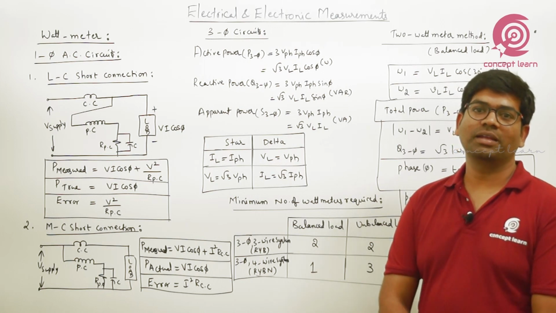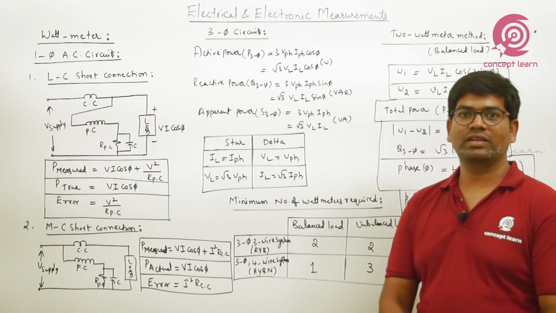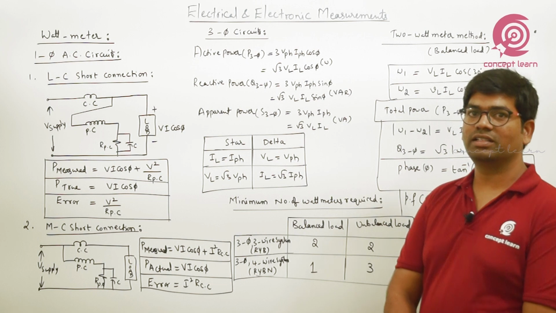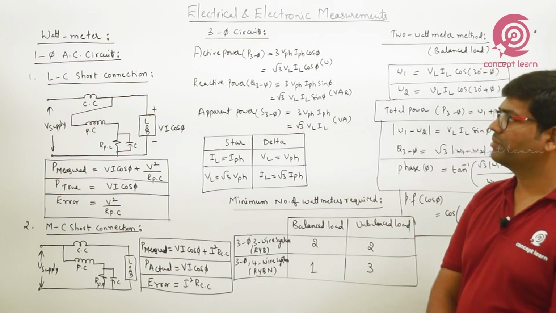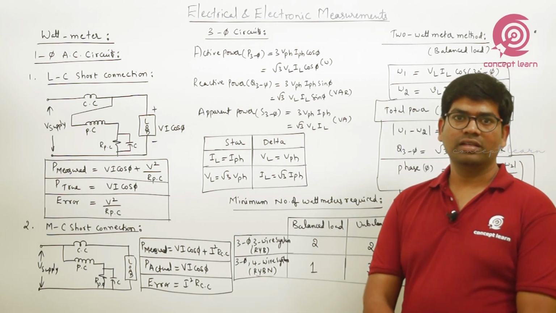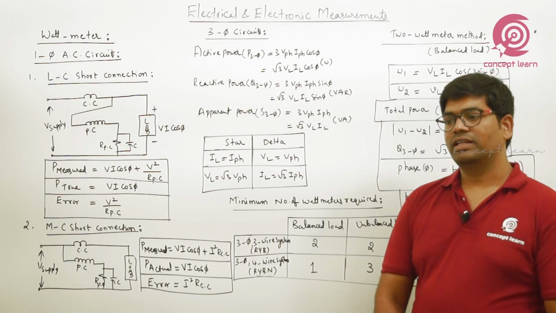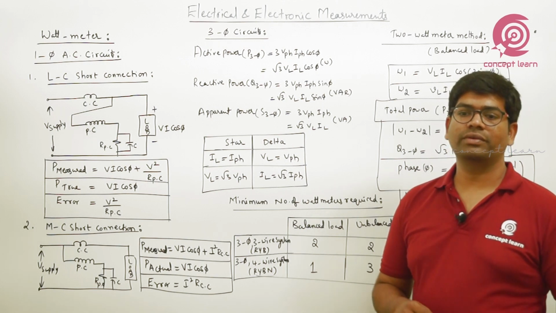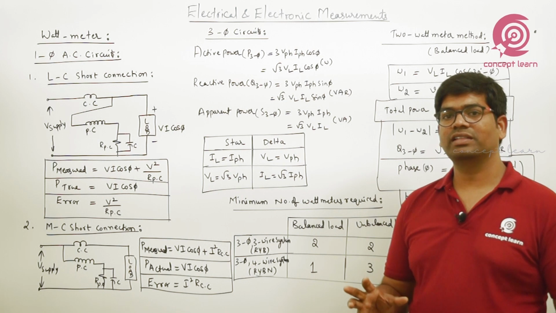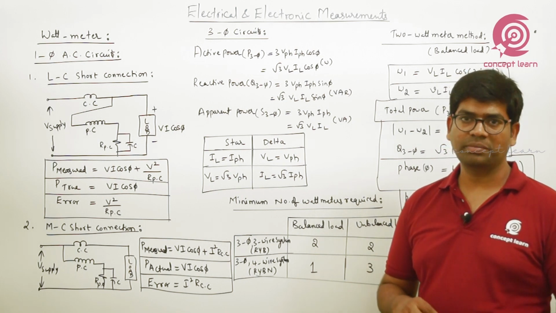Next, we will see another important topic where we usually get a question, that is the wattmeter. Wattmeter means that it is used to measure watt power. So, two possibilities are there. Generally, they give a single phase circuit, in which a wattmeter is placed, and we have to find the wattmeter reading.